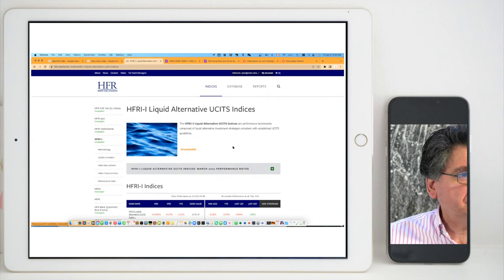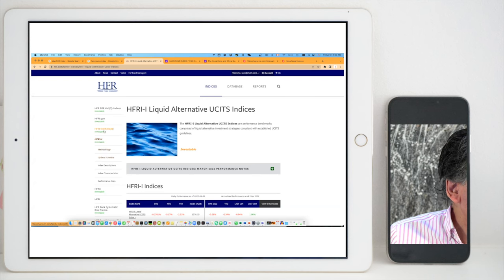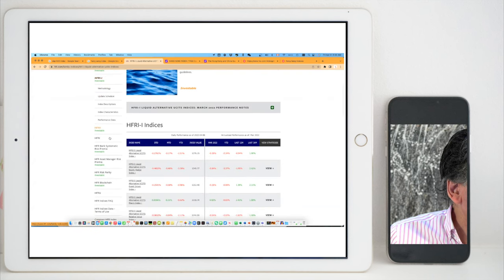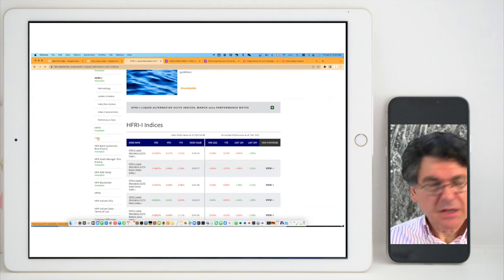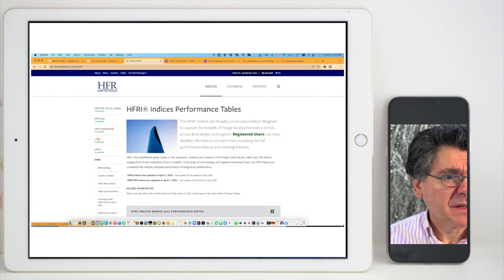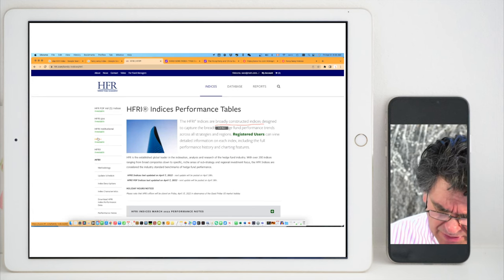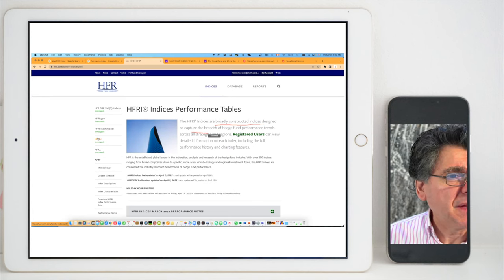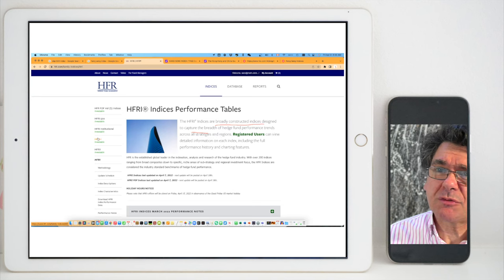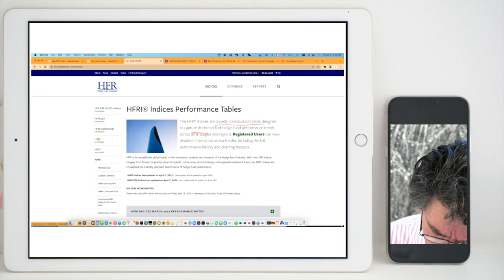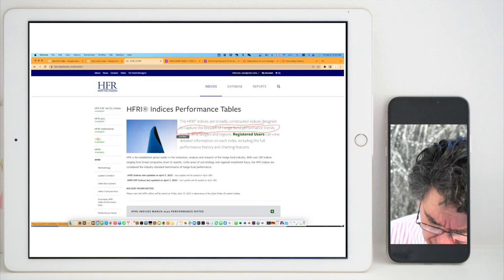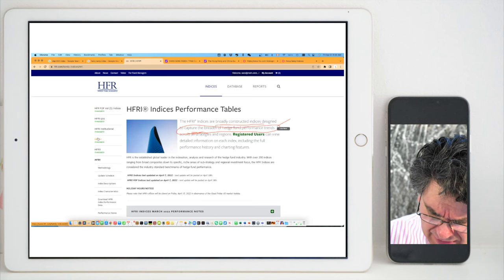Okay, no, not these ones. These ones. So these ones are not investable. They are broadly constructed indices designed to capture the breadth of hedge fund performance trends. So you get these to capture the breadth of trends. This is something which is of a mathematical nature.